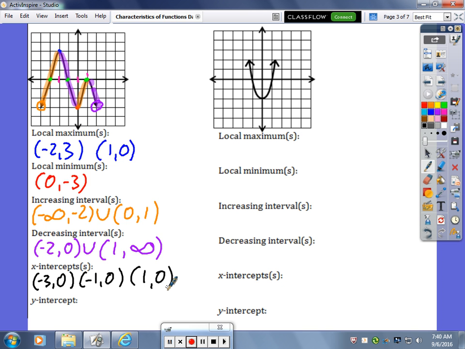We only have one y-intercept. The y-intercept is down here. It's actually the same as our local minimum, and the coordinates of our y-intercept are 0, -3.